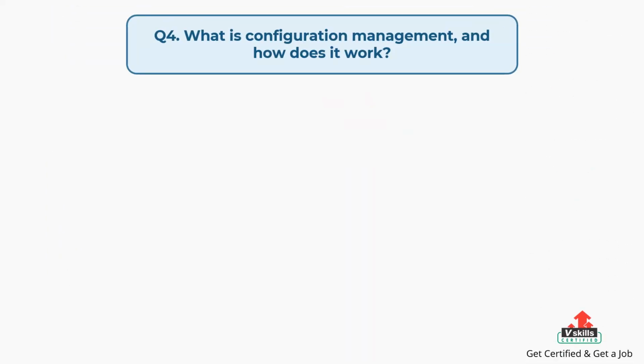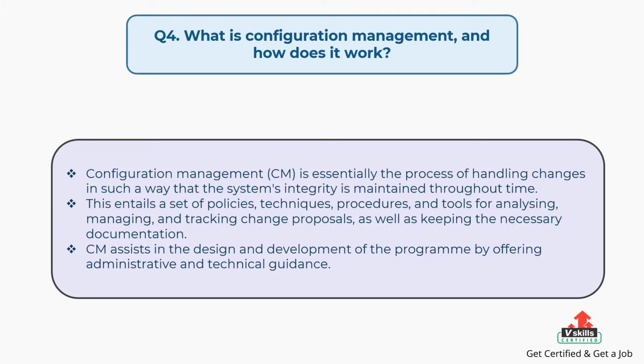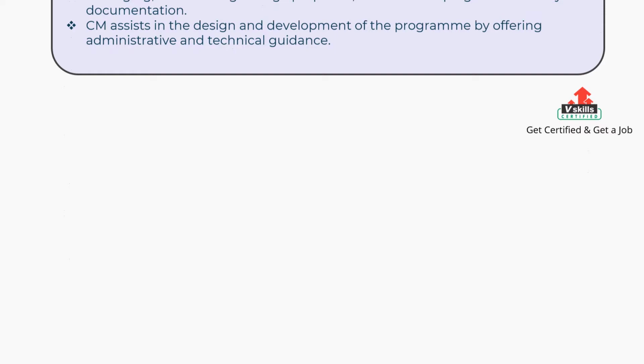Question number 4. What is configuration management, and how does it work? The answer is: configuration management is essentially the process of handling changes in such a way that the system's integrity is maintained throughout time. This entails a set of policies, techniques, procedures, and tools for analyzing, managing, and tracking change proposals, as well as keeping the necessary documentation. Configuration management assists in the design and development of the program by offering administrative and technical guidance.